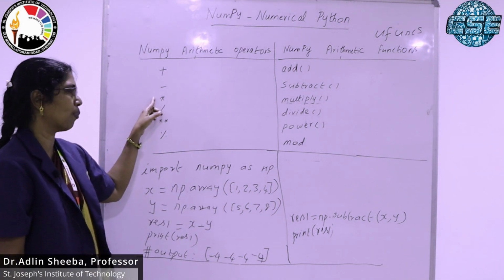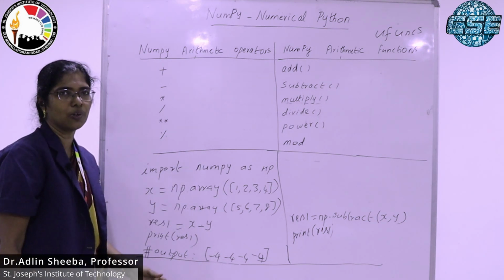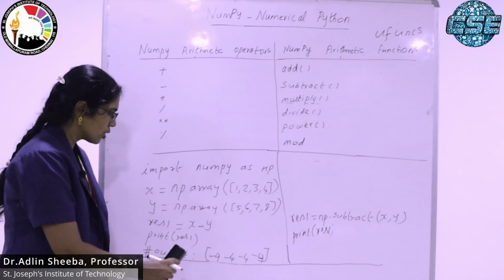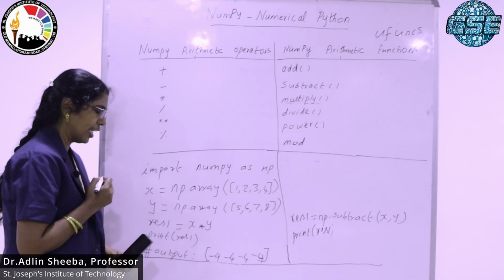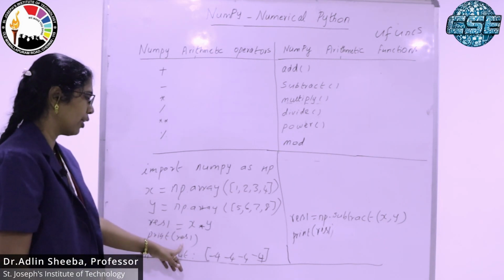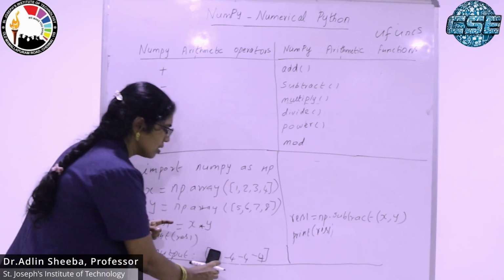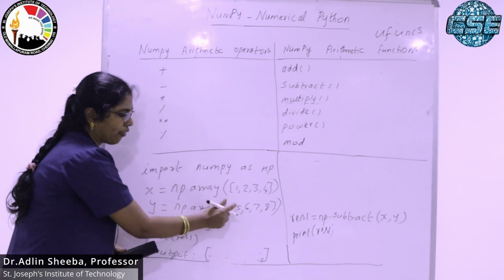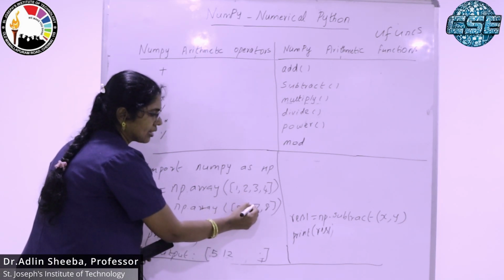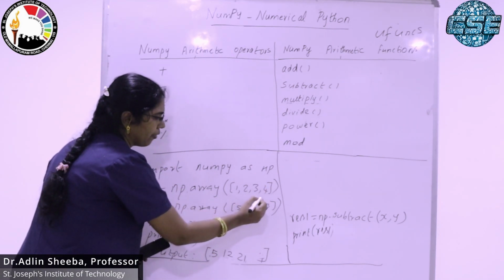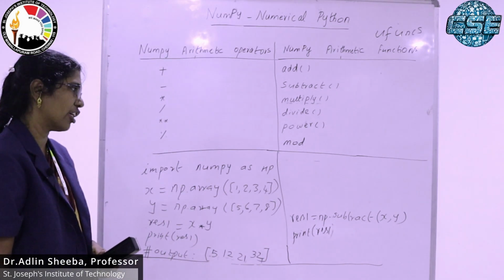And the third arithmetic operation we are going to see is multiplication. For multiplication, again we are going to consider the same example. So here instead of minus, we have the multiplication symbol, and then I am trying to print it. Now it will do element wise multiplication. So now the output is 1 into 5 is 5, 2 into 6 is 12, 3 into 7 is 21, and 4 into 8 is 32. So this is the output.